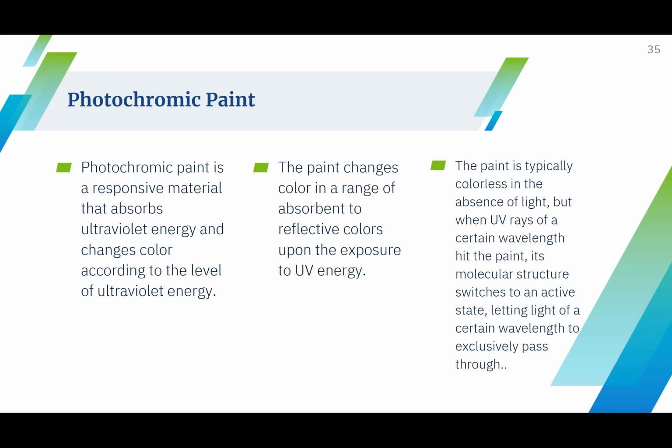Okay, so the first example is photochromic paint. Photochromic paint is a responsive material that absorbs ultraviolet energy and changes color according to the level of UV energy. The paint changes color in a range from absorbent to reflective colors upon exposure to UV light. The paint is typically colorless in the absence of light, but when UV rays of a certain wavelength hit the paint, its molecular structure switches to an active state, letting light of a certain wavelength pass through.